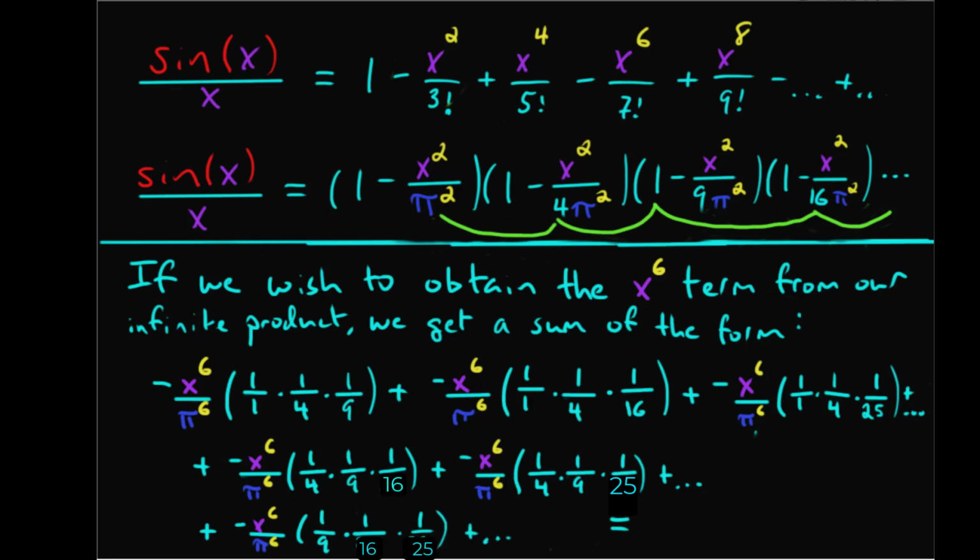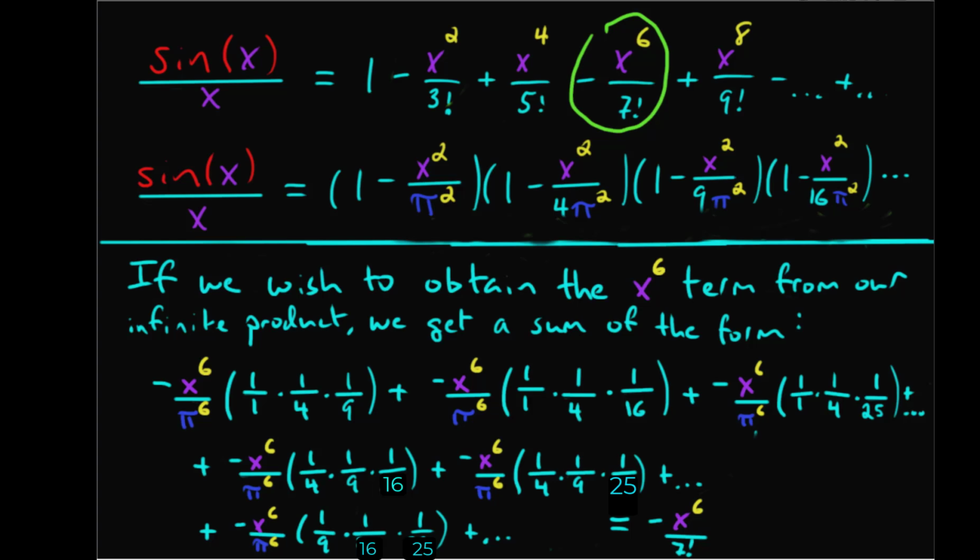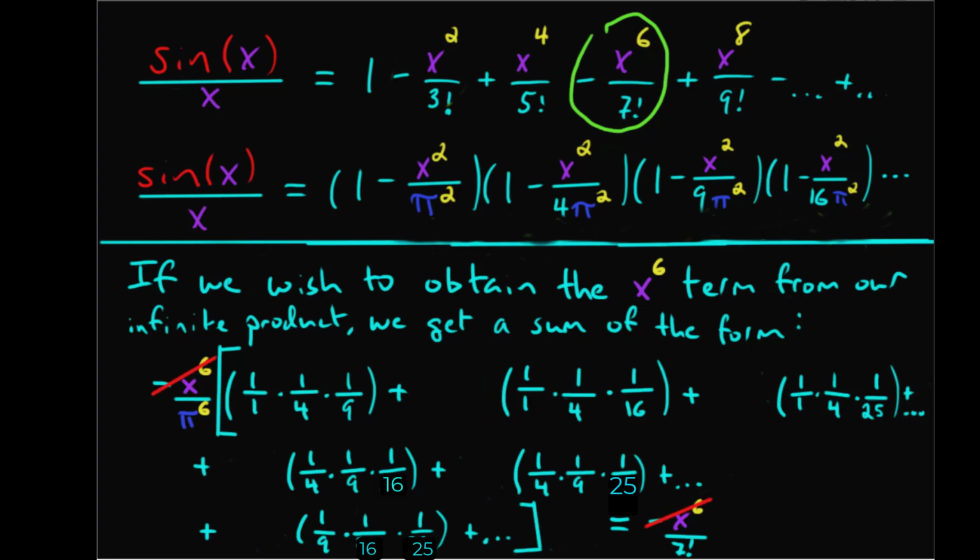This sum will equal our x to the 6th term in the Taylor series, which is negative x to the 6th over 7 factorial. So on the left-hand side of this equation, I can factor out from all those terms a negative x to the 6th over pi to the 6th. And then what happens? The negative x to the 6th terms on both sides of the equation will cancel. We'll then multiply both sides of the equation by pi to the 6th. And so I'll end up with this sum on the left-hand side equaling pi to the 6th over 7 factorial.